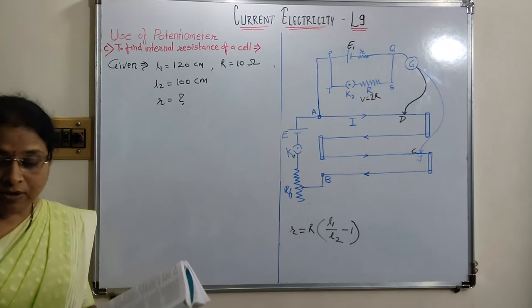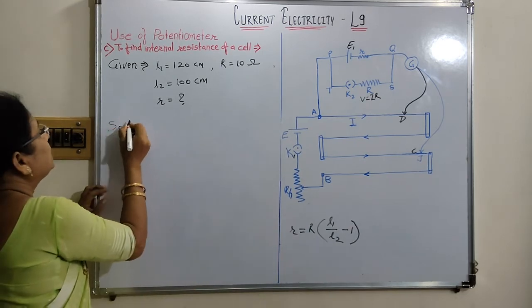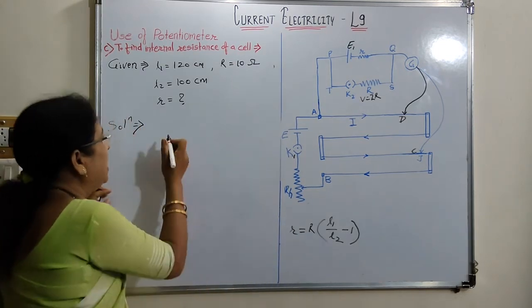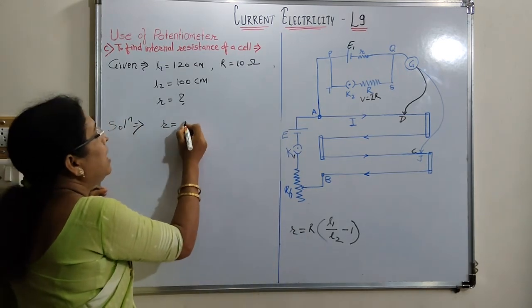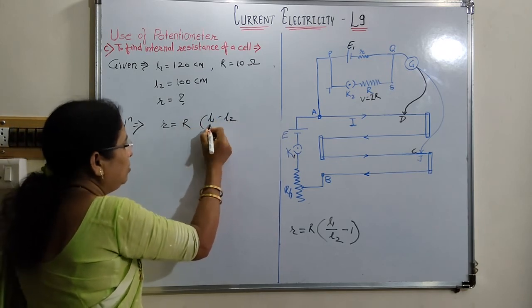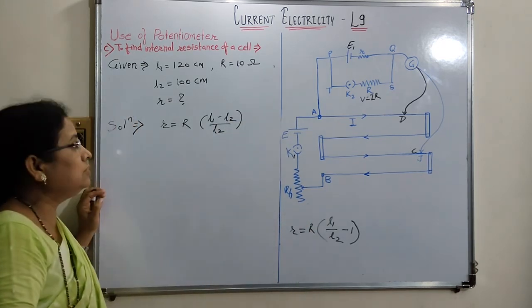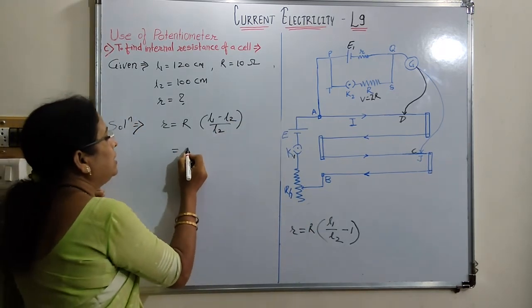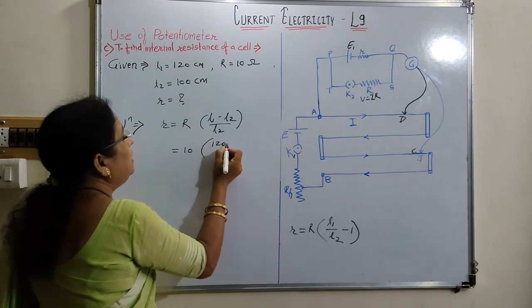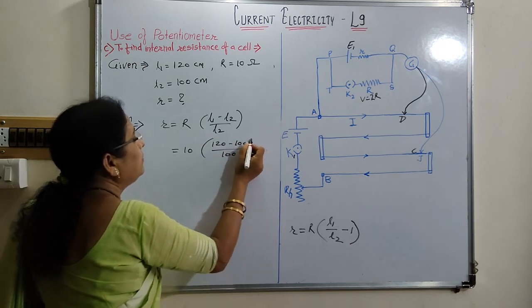Now see here, the problem is very simple. It may be asked for 2 marks or sometimes for 1 mark also. You can use the formula internal resistance of the cell r is equal to capital R into (L1 minus L2) upon L2. Or you can use the formula L1 upon L2 minus 1 also. We put the values here. The value of R is 10. L1 is 120. L2 is 100, upon again L2 is 100.